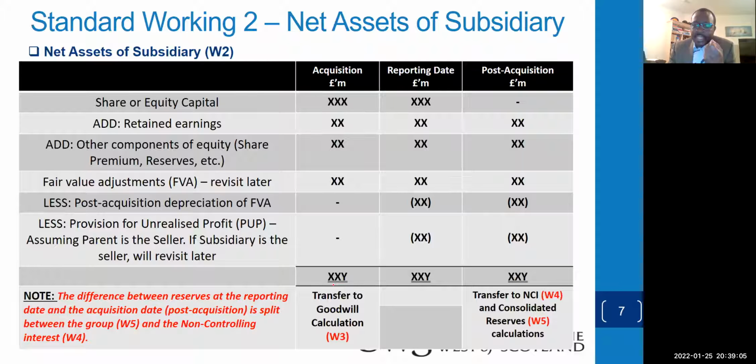And then the second mechanic is to look at recognizing and measuring the fair value of the identifiable net assets of the subsidiary, with the format there. Whatever items we get at acquisition is what we transfer to the goodwill computation. And then the post-acquisition element is what we split between the NCI and the group's reserve.